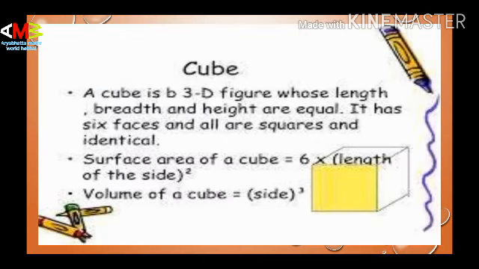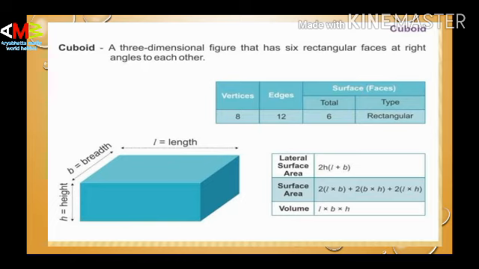Cube is also a 3D figure whose length and breadth are equal. It is in the shape of a square, therefore length and breadth are equal. The total surface area of a cube is 6a square, that is 6 into side square. Volume of a cube is side cube, that is a cube, or L cube. Next we go to the cuboid.